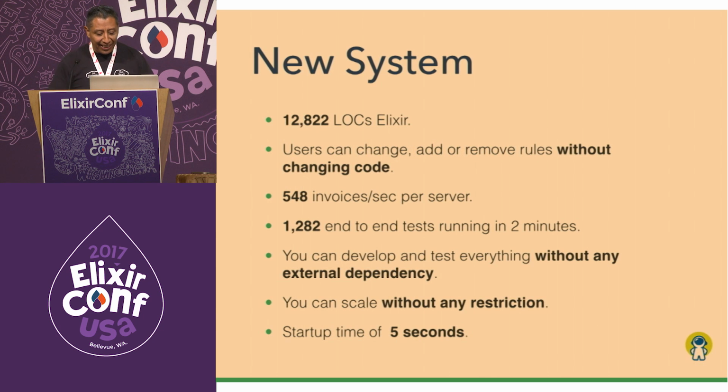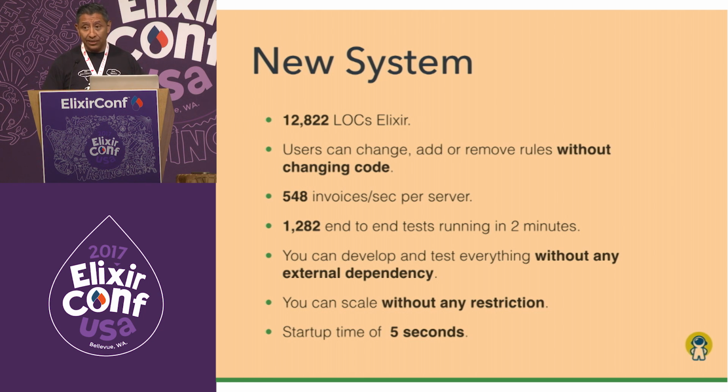The results. The system is more or less that many lines of code. And with the system, the final user can change the rules, add rules, everything, without us. They can do everything without changing the code of the system. You can process almost 600 invoices per second in just one server. The test suite that we have runs in less than 2 minutes. You can develop and test everything without any external dependency. And you can scale really without any restriction.